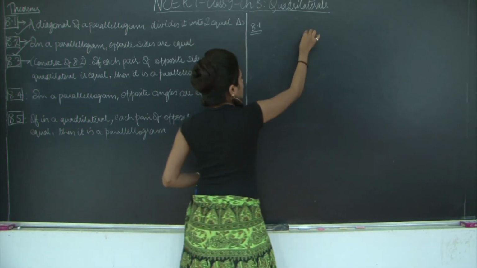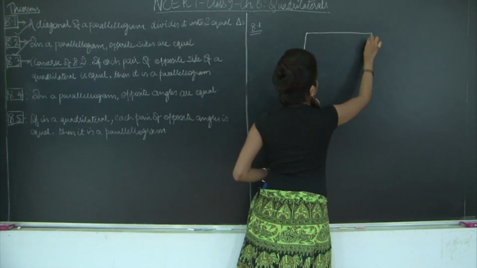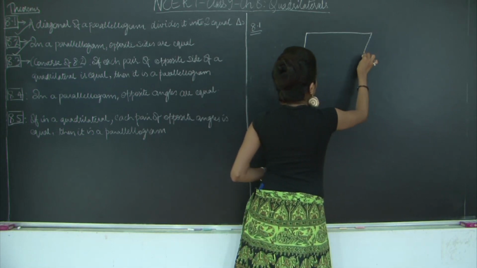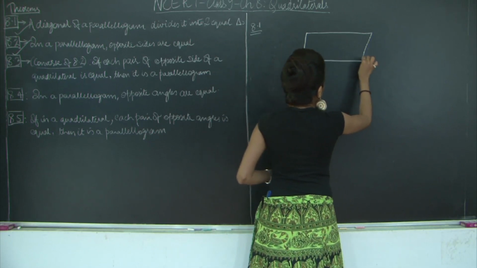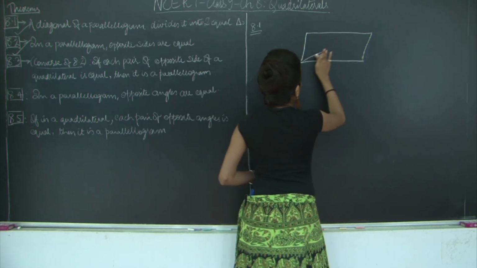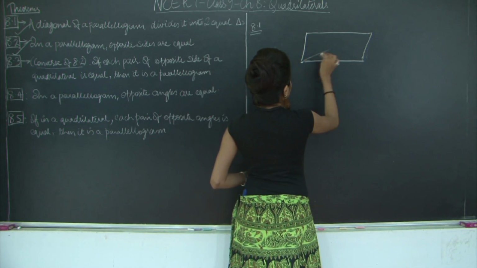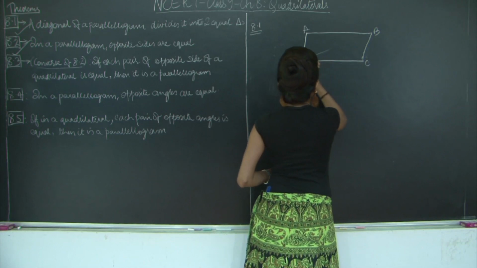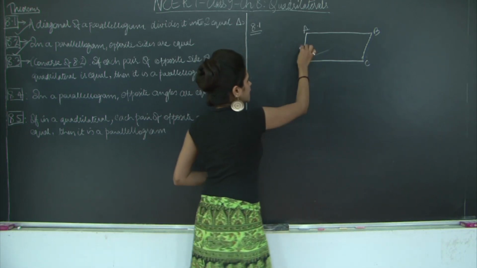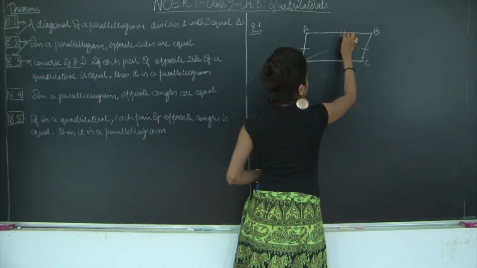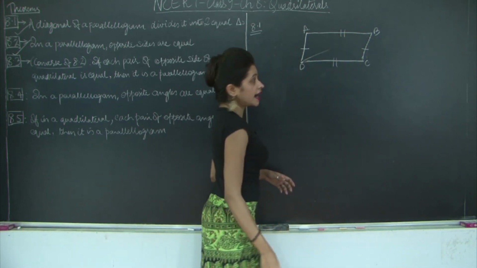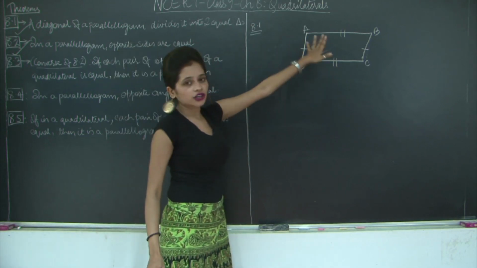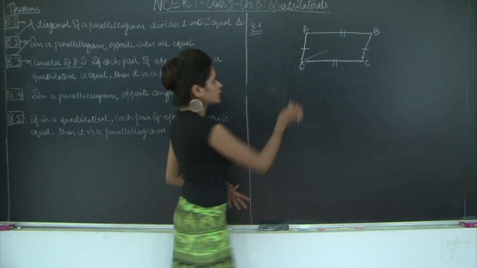Let's say I have my quadrilateral. Now I am not saying that it is a parallelogram, I am just saying that it is a quadrilateral such that the pair of opposite sides are equal. So first of all, I will have my quadrilateral ABCD, in which AD is equal to BC and AB is equal to CD. I need to prove that this quadrilateral is a parallelogram. So let us see how we will prove this.